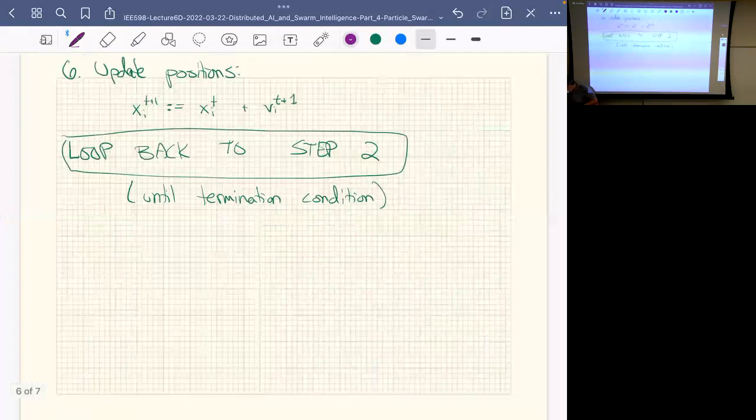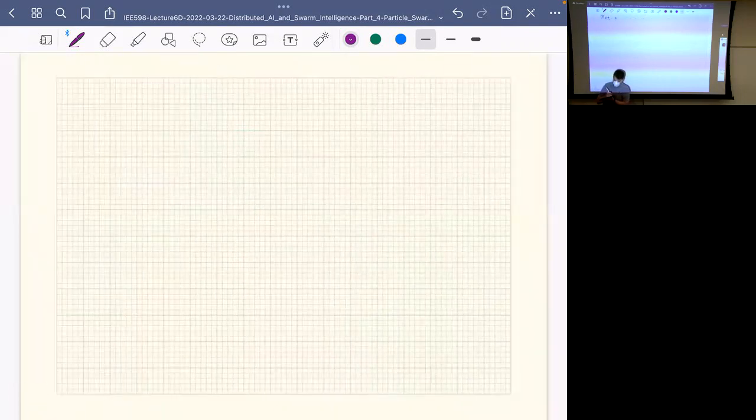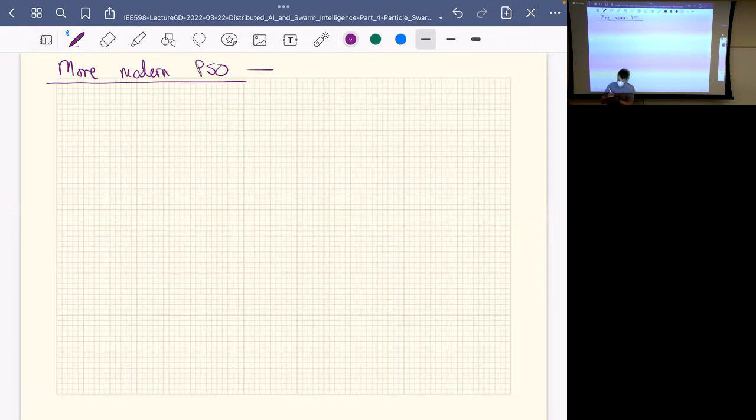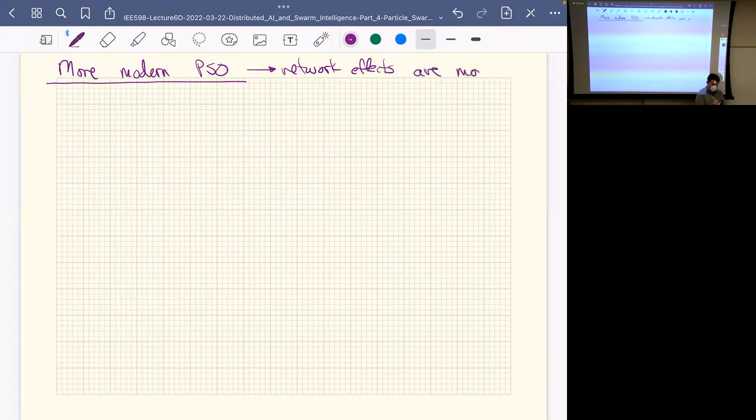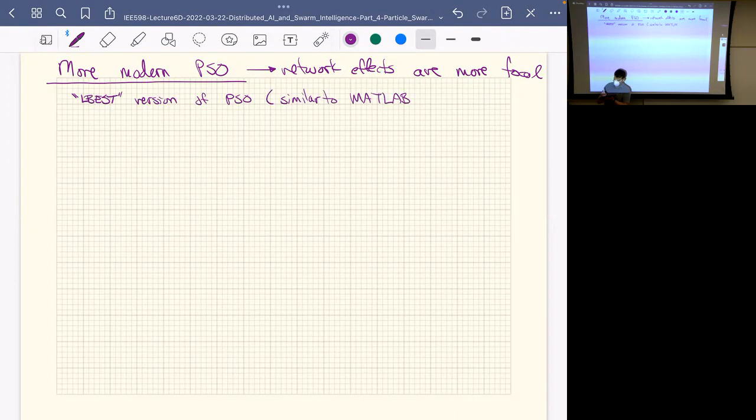All right, so in the last couple of minutes here, I do want to mention slight modernizations of the PSO, where network effects are more focal. I'm going to call this the LBEST version of the PSO, which is similar to commercial implementations of the PSO. If you're interested, you can look up, I think it's called Particle Swarm in MATLAB. And there are Python versions of the PSO that have been implemented as well.